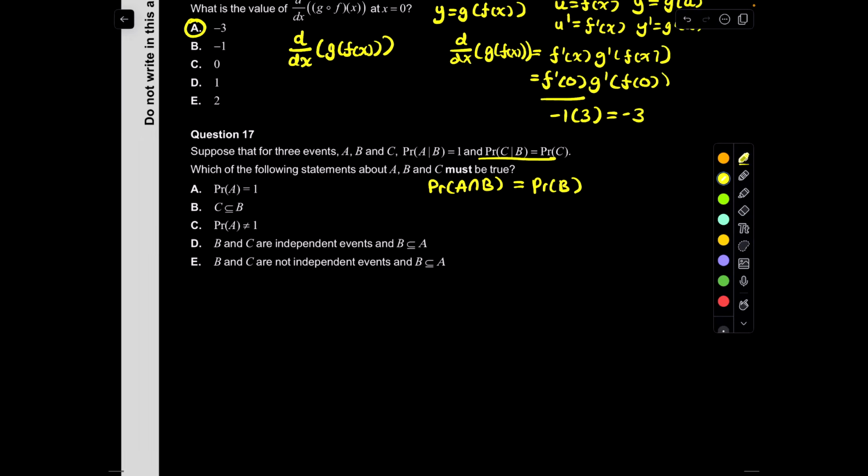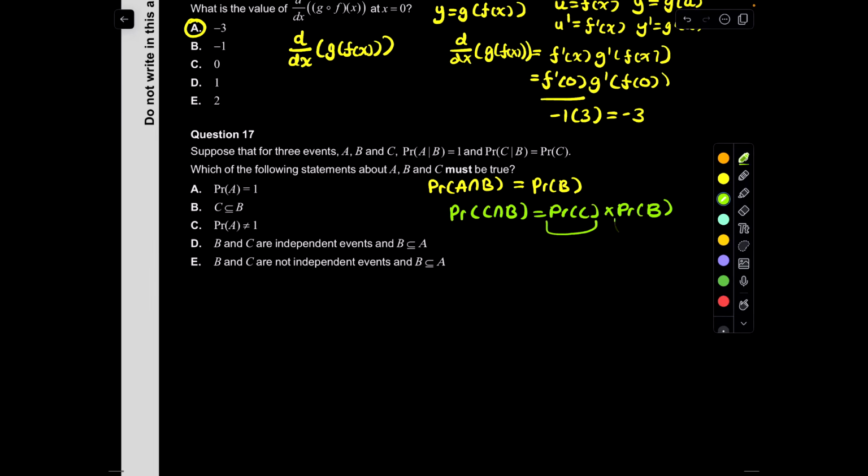Now what about this one? Let's do the same for that one too. I'm going to use a different color. The probability of C intersection B over the probability of B is going to be equal to the probability of C. So multiplying both sides by the probability of B, we get the probability of C times the probability of B. Jackpot! What does this remind you of?